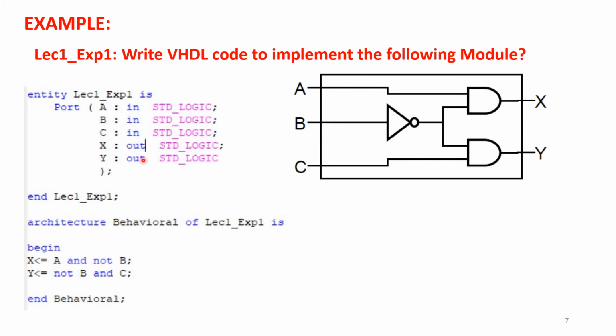X and Y are our outputs, so we write X and Y out, and we call it std_logic. We started the entity and we end the entity, and you need to write the name as well. Just one thing you need to be careful about: after every port there is a semicolon, but for the last one there is a closing bracket. You need to close the bracket for port and then the semicolon, so there is nothing before it.